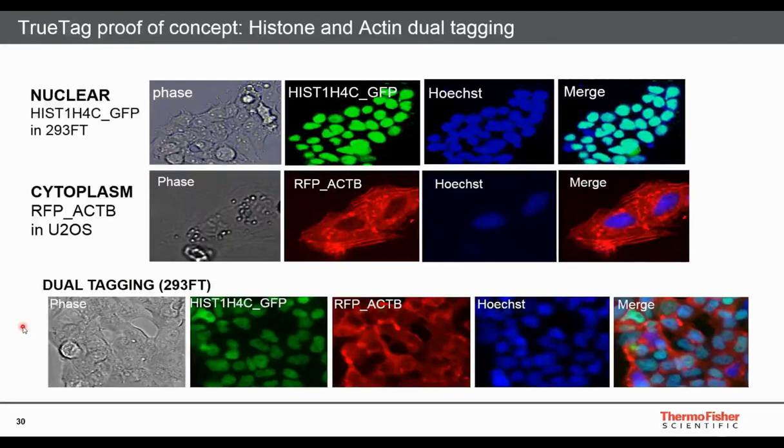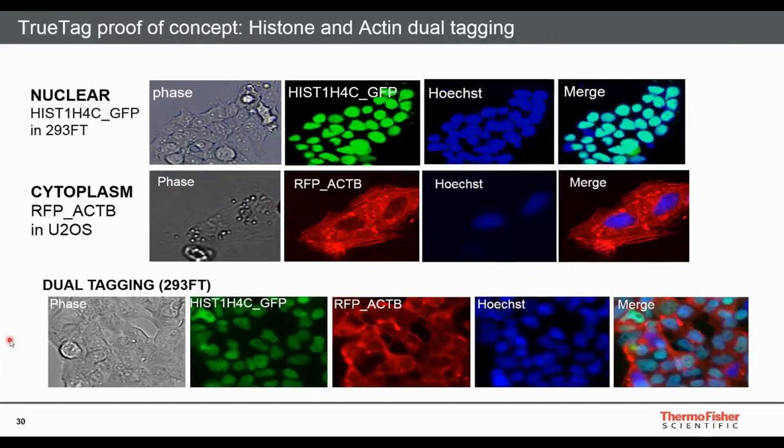We also took TrueTag and combined it with an RFP protein instead of just GFP. And so what we're able to do here is start to do a couple of different dual stain type experiments. For this example, we've got a histone protein with GFP, and then we've got RFP on our actin loci as well. And when we dual tag these in 293 cells, we can see our histone GFP protein in the nucleus. We've got the RFP actin in the cytoplasm.